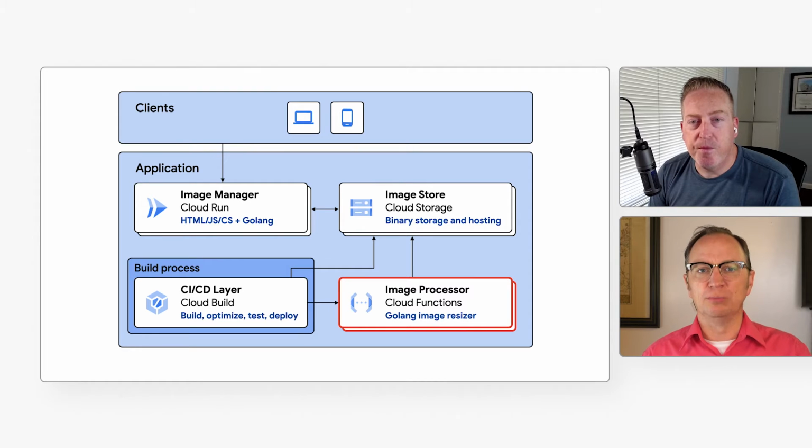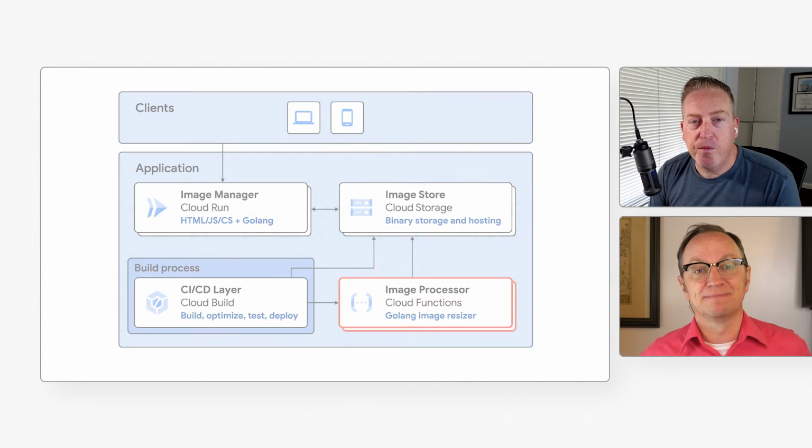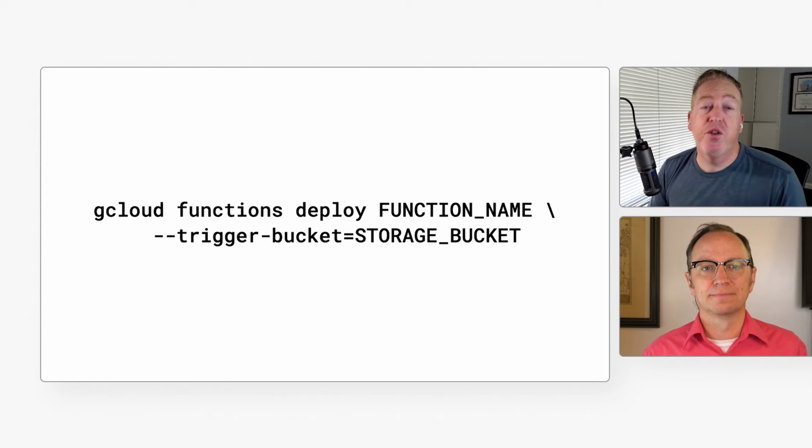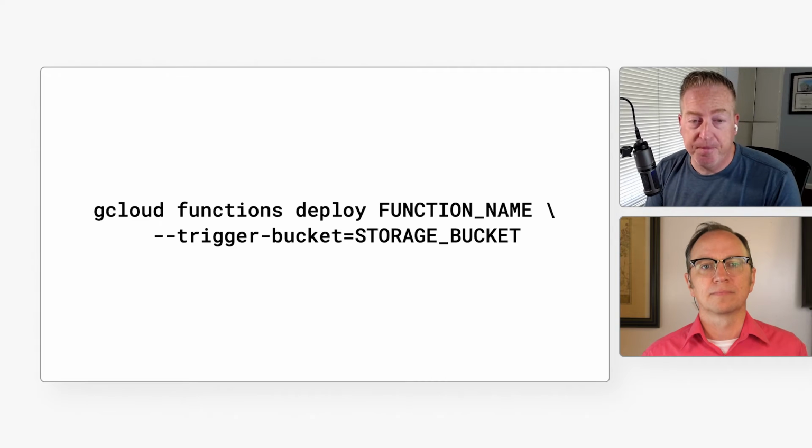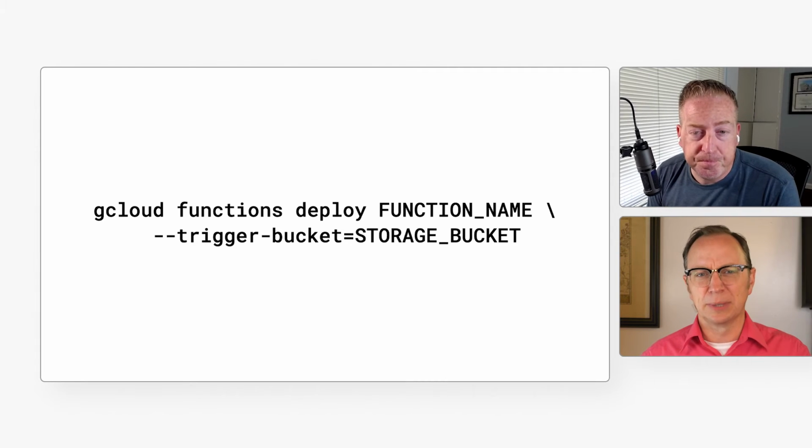Got it. Now, how did you set up the cloud function to be triggered by file uploads? Well, there are two ways to do this. First, when you deploy your cloud function with the gcloud command line tool, you can add options. Those options tell Google Cloud that the function should be triggered by uploads to a particular storage bucket. Right. That command looks familiar to me. What's the other way, Terry?